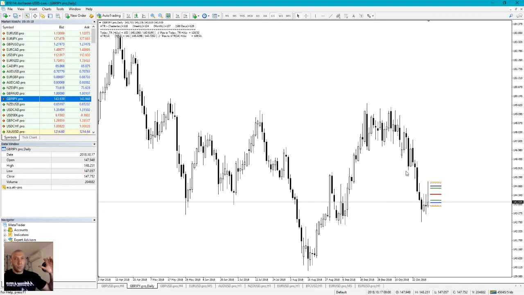Each currency pair literally moves with its own volatility range. The volatility range is best represented with the ATR indicator. Remember that, guys. With the ATR indicator.